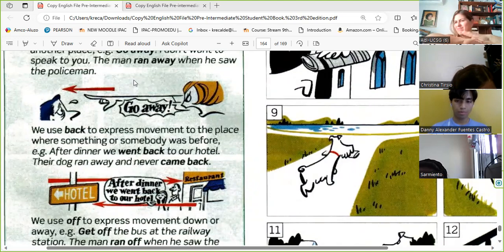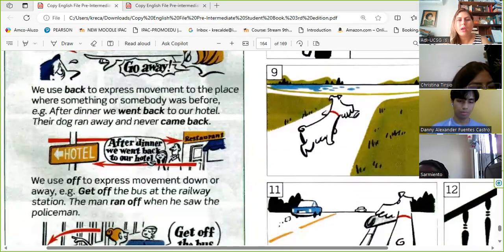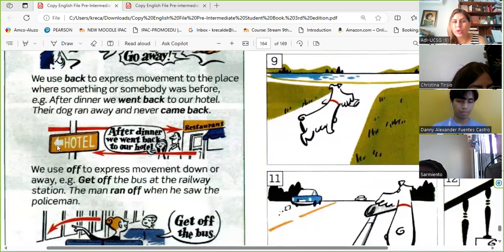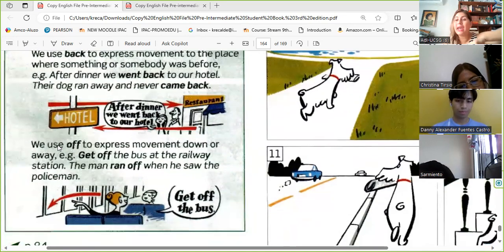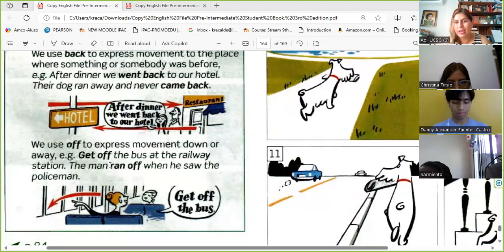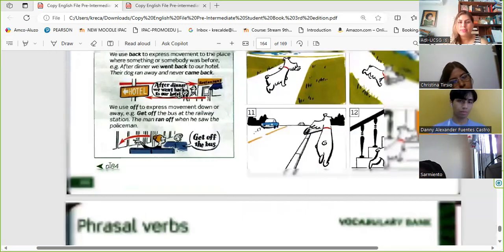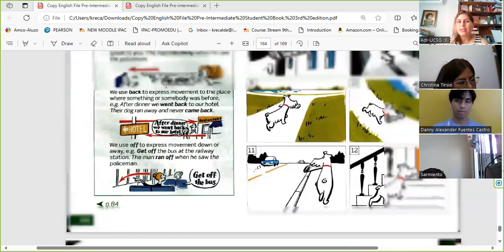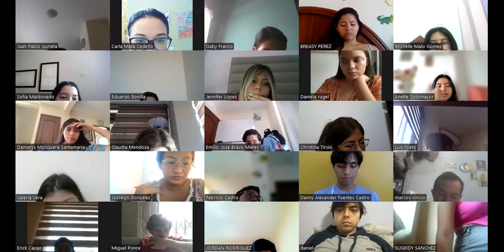Go away means get out of here, yeah? The other one, come back, like you can notice here, you were in one place and you return to the place you used to be. And get off, if you were in some place, you leave the place. That is get off, okay? Like you get off the bus, you get off the train, you get off a car, okay? Very good. Now with this, let's continue.